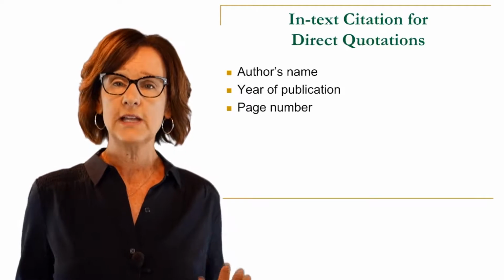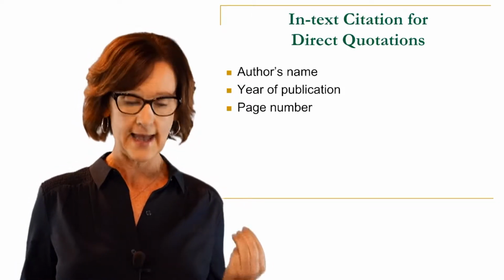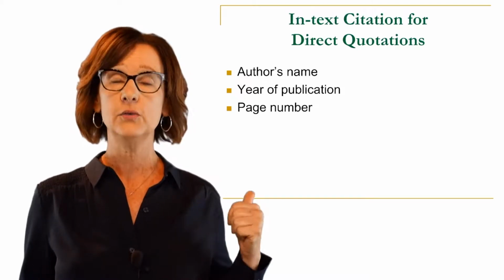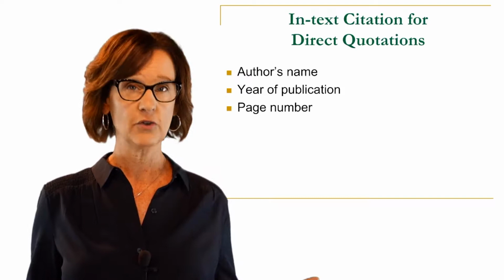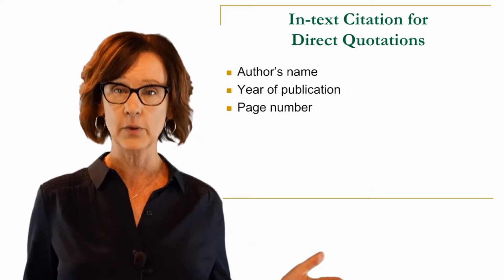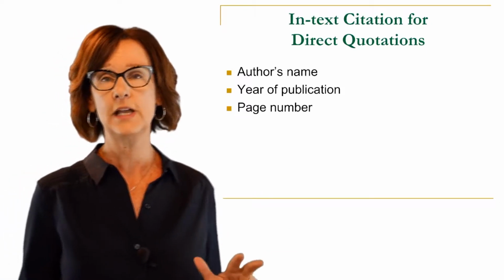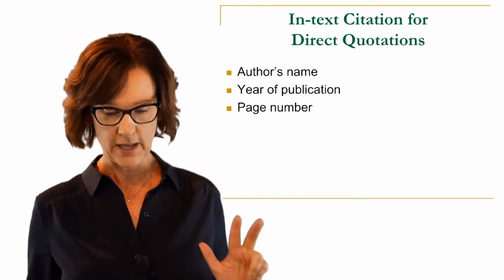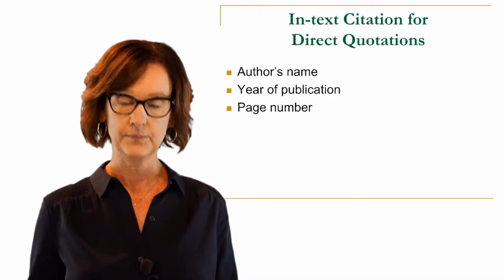When you cite a quotation in text, there are 3 things that APA tells us you must have in there. Okay, you've got to tell us who wrote it, the author's name, the year of publication, and a page number. Those 3 things must accompany any direct quotation in an APA paper. So we're going to be looking at some examples of that in just a minute.